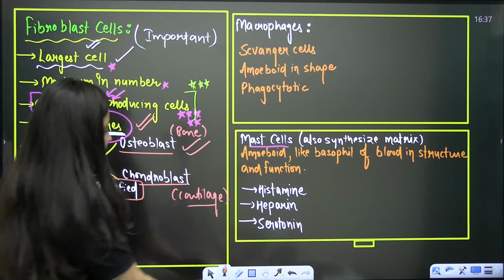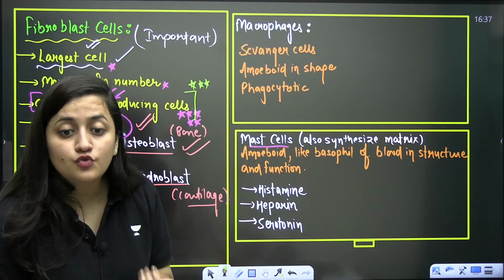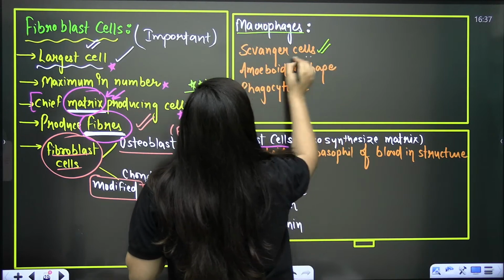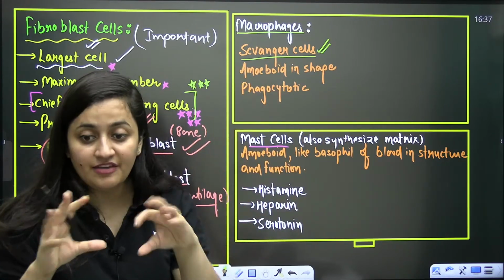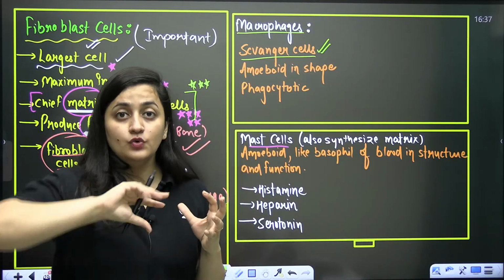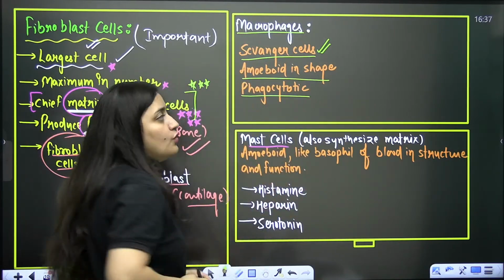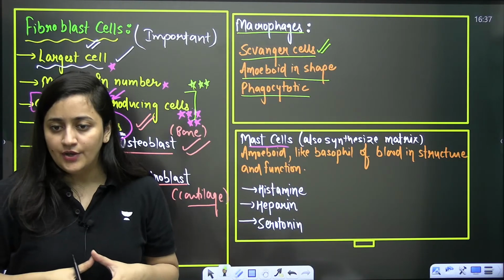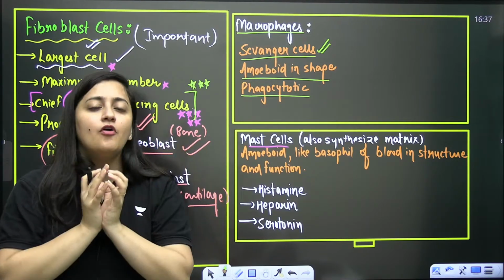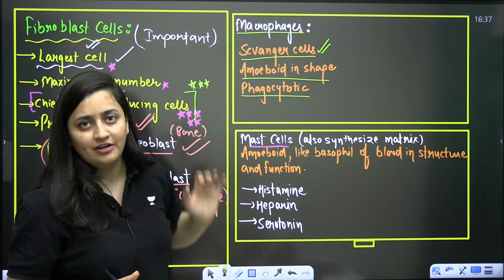Next is macrophages. You know the meaning of macrophages: they are the scavengers. They will eat even the dead and decaying cells present in the connective tissue. They can even destroy foreign bodies. They are amoeboid in shape and phagocytotic in nature. Phagocytosis means it will engulf the foreign particle. These macrophages are also present in the connective tissue, obviously meant for protection.